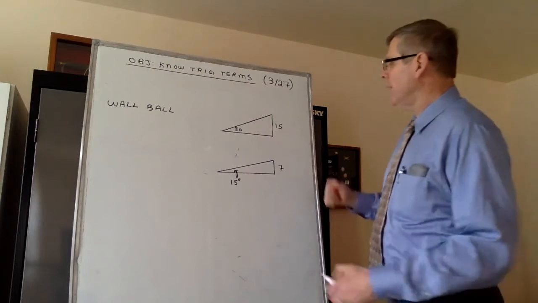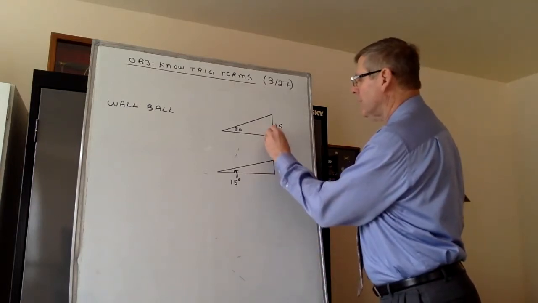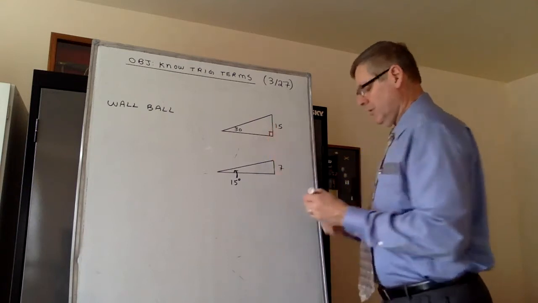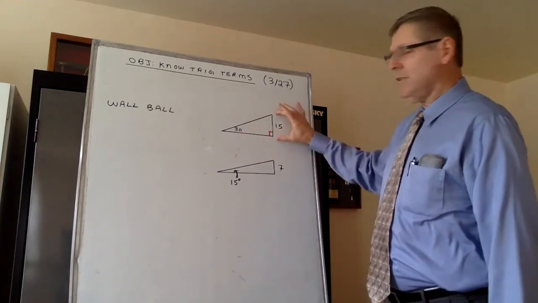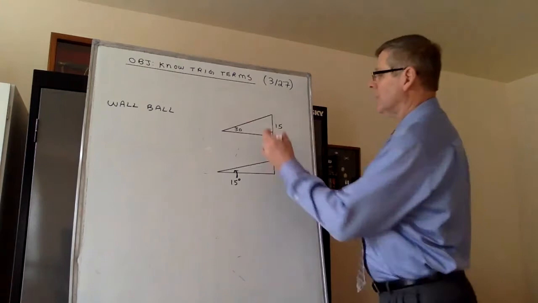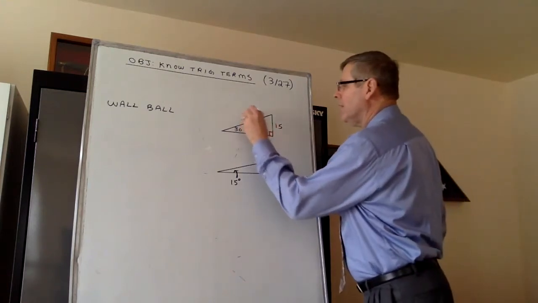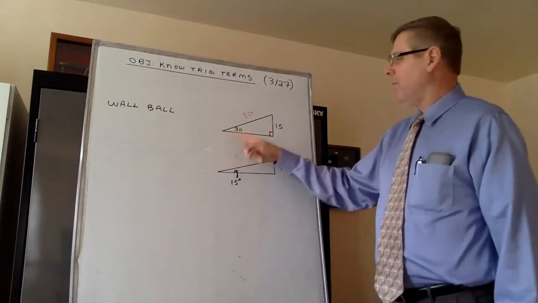Well, we can assume that the wall is 90 degrees to the ground. So this is a right triangle. I see it's a 30, 60, 90 triangle. If this is the short side, I know the hypotenuse is twice the short side, or 30 feet. So I can conclude that this cadet must have thrown the ball 30 feet.